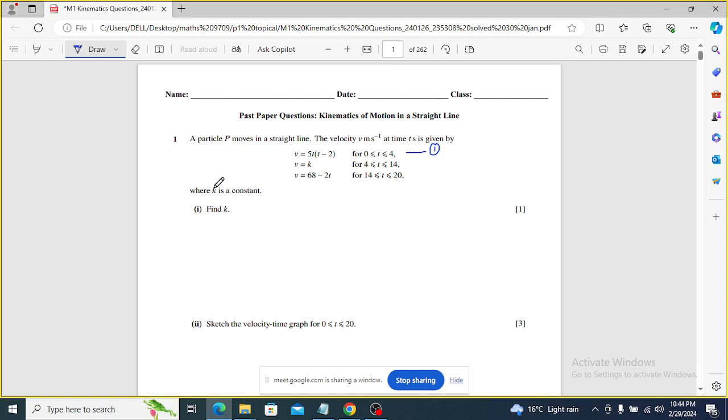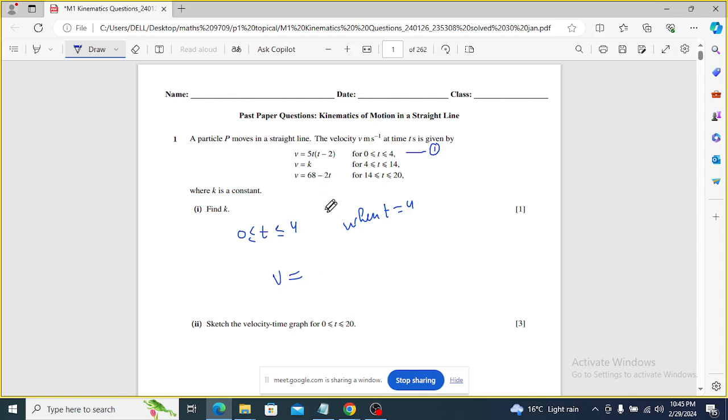He is asking k is constant, find the value for k. आपने k की वैल्यू फाइंड आउट करनी है. तो we have a time interval. First time interval is 0 less than t, which is less than or equal to 4. Now tell me, when t is 4, what is your velocity when t is 4?